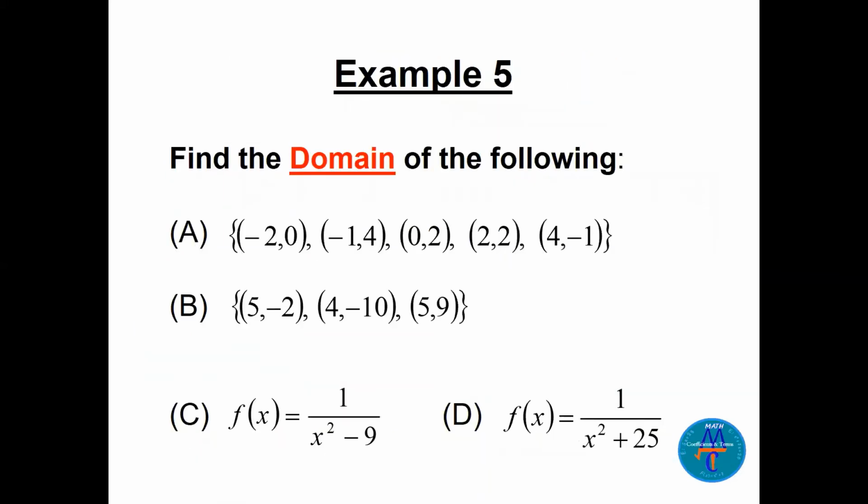Let's see more examples here. Find the domain of the following. See, in A, we have points. And this one, B, we have another points. And C, 1 over x squared minus 9, and D, 1 over x squared plus 25. Okay, so the domain are the values of the x. So minus 2, minus 1, 0, 2, and 4. And here the domain is 5, 4, and 5.